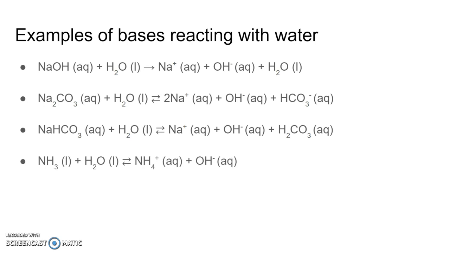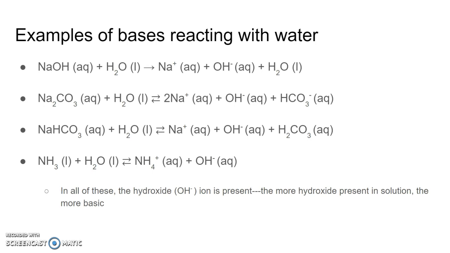So if you're going through, just take a moment. What's something that's similar in every single one of these reactions? Just take a look through. So of course, you identify that the hydroxide ion is present. This is a stereotypical thing of a base reacting with water. When a base is reacting with water, hydroxide will become present in the solution. And the more hydroxide present in solution, the more basic the solution is.